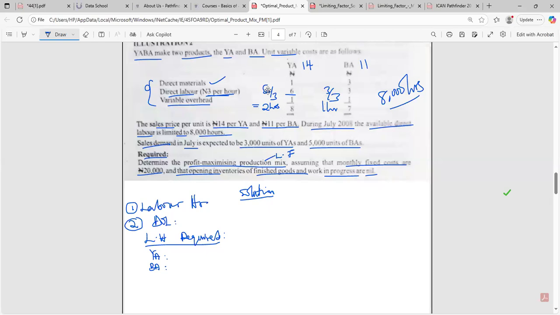Okay, so 6 divided by 3 is 2 hours. Then 3 divided by 3 is 1 hour. Is this clear? 1 hour. So for Year, we have 2 hours. So I'm going to say 2 hours to make 1 product. How many products are we making altogether? Who can tell me? How many products are we making for Year?